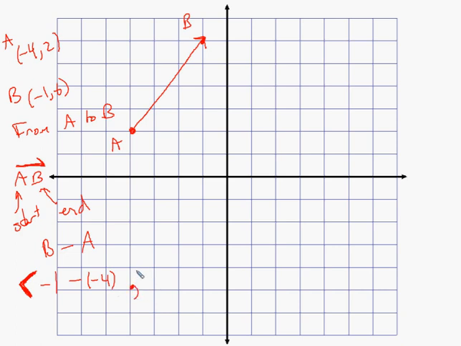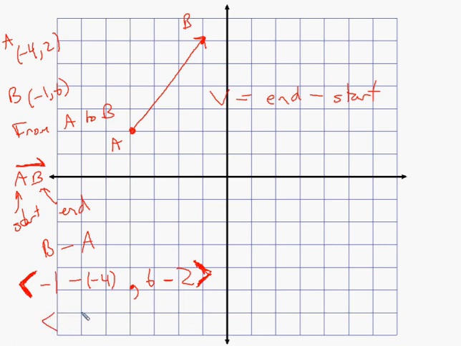And then I'm going to do 6 minus 2. So if I want the vector from A to B, and I want to know how that's represented, I actually take B and subtract A from it. I take this end point and subtract the origin. So it's going to be the end minus the start that will give us our vector. So our vector is the end minus the start.